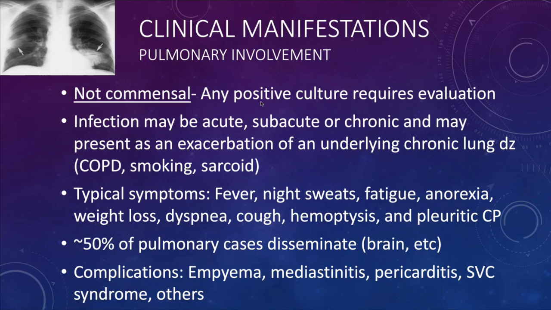And when you have a pulmonary case, particularly in an immunocompromised individual, those can be prone to dissemination to the brain. So you always want to suspect that in a pulmonary case. In addition, nocardia can lead to lung complications. It can enter the pleural space and produce an empyema. And particularly serious complications can include mediastinitis or pericarditis, SVC syndrome, and others. So think about those as complications of pulmonary disease.